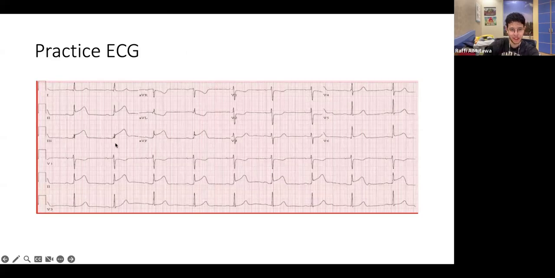Nice. This is an inferior STEMI, and you see some reciprocal changes over here. And posterior possibly. So we need to do a 15 lead ECG, which involves the posterior leads. Good job.